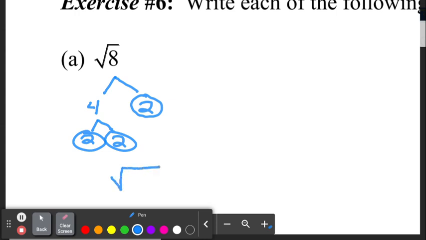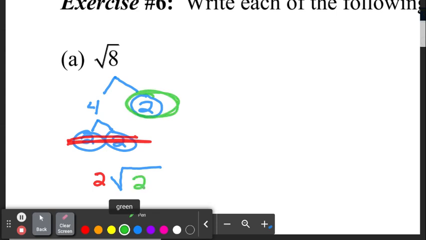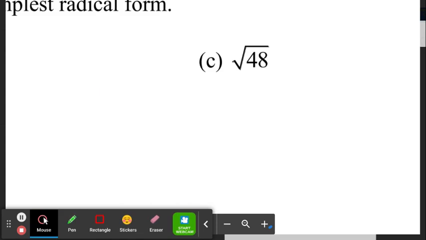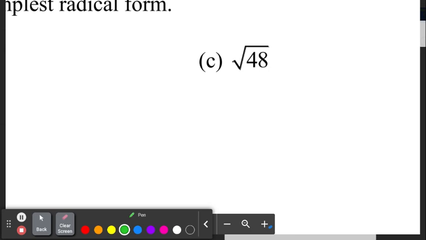So here's my square root symbol. Now I'm going to find a match. These 2's match. I'm going to bring that out there. And that is simplified. We're going to skip B because you're going to do that one by yourself. So let's do square root of 48.